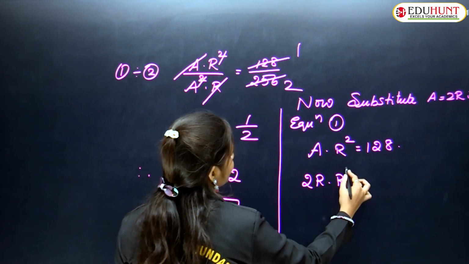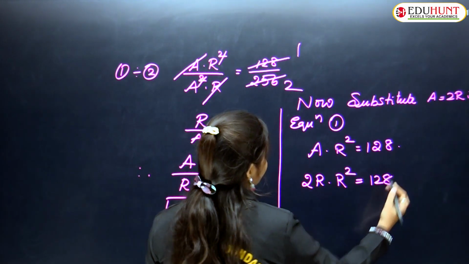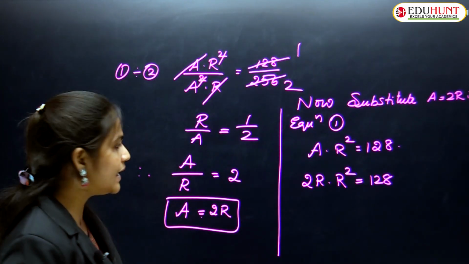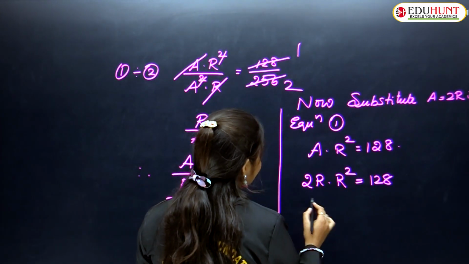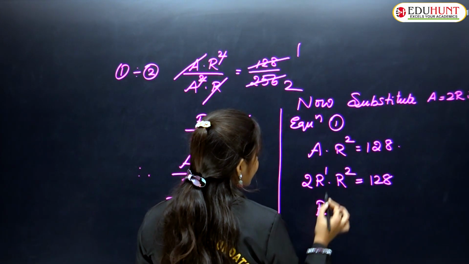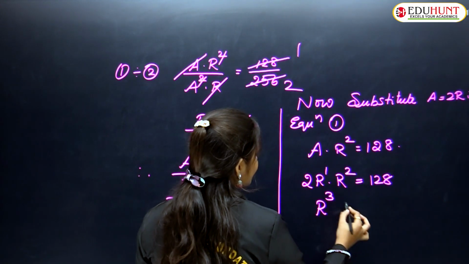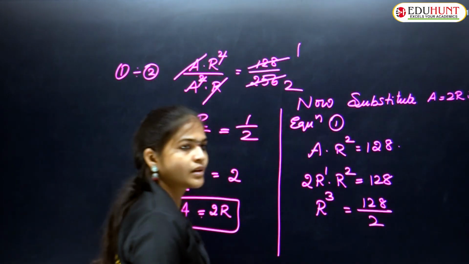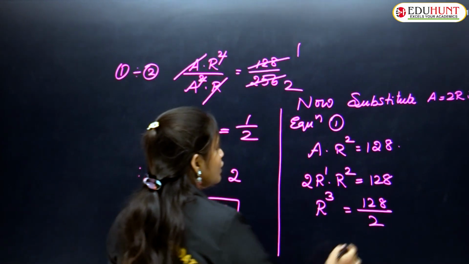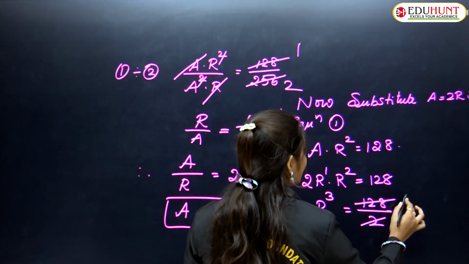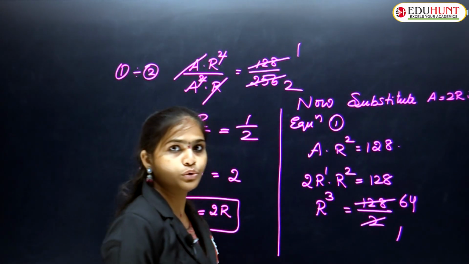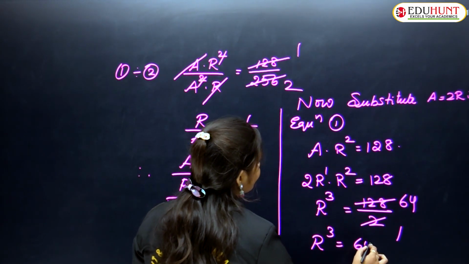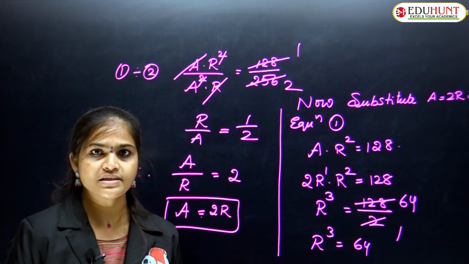So 2R into R square is equal to 128. From this we can write R into R square, so 1 plus 2 is R cube, which is equal to 128 by 2. 128 by 2, 2 ones and 2 64s. So R cube is equal to 64.